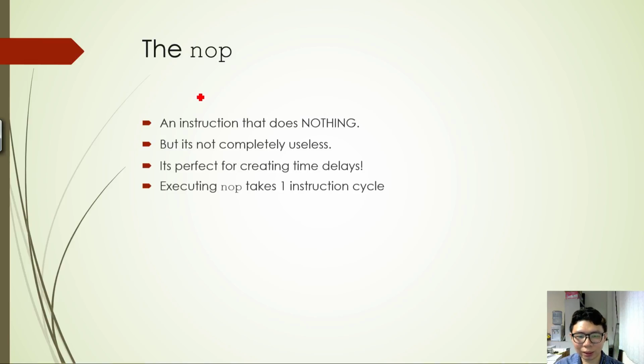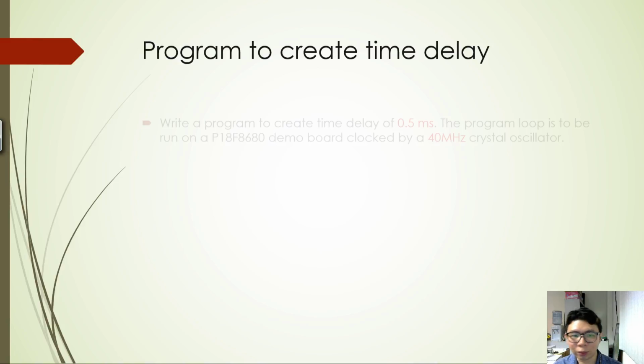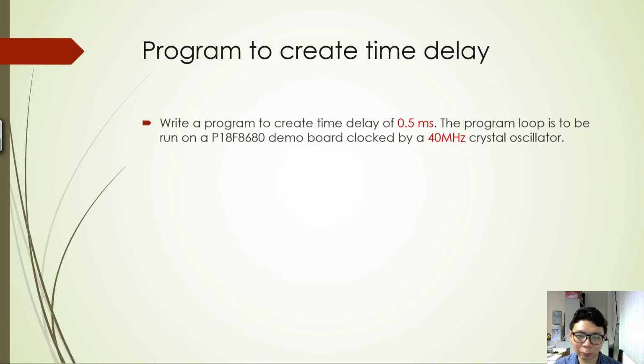Executing NOP takes one instruction cycle. Earlier we saw that one instruction cycle is equivalent to 4 crystal oscillations. Just bear this in mind. Now, let's move on to an example.